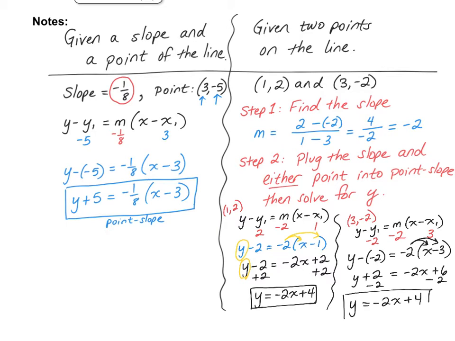You'll notice that in both cases, I got the exact same answer, negative 2x plus 4 and negative 2x plus 4.